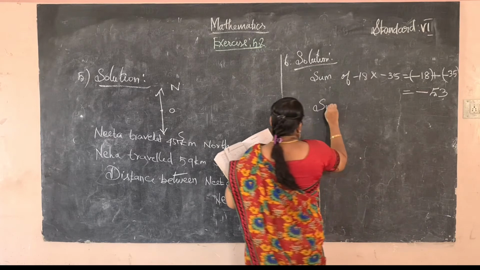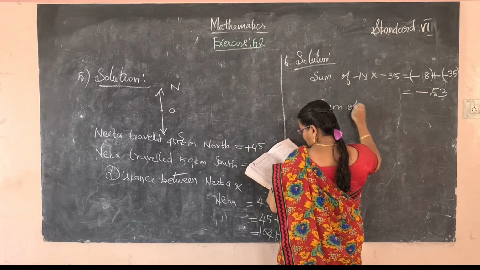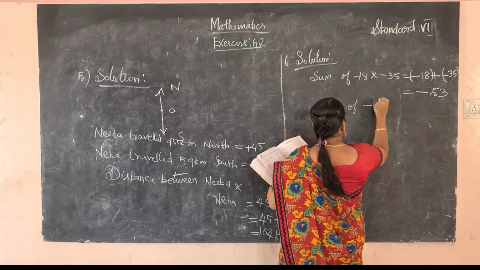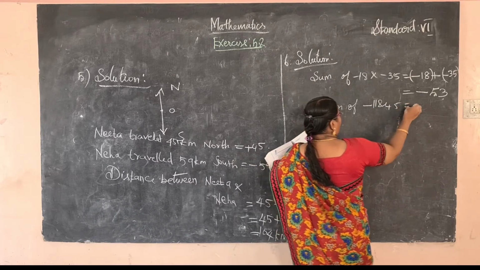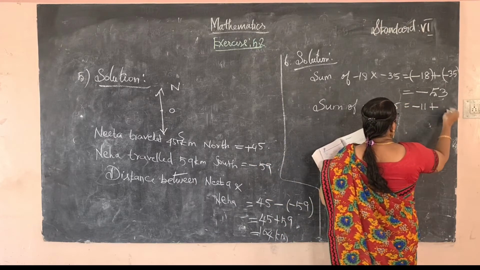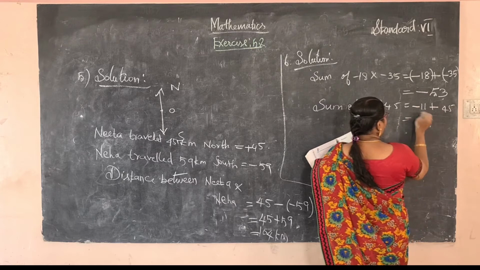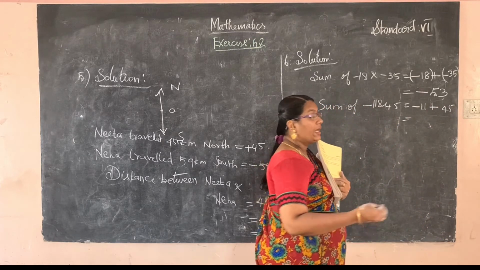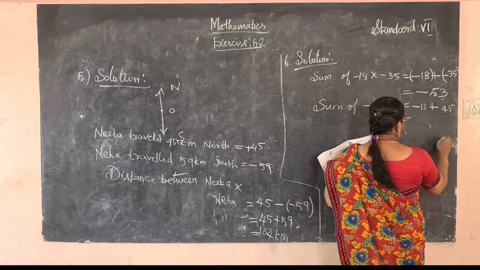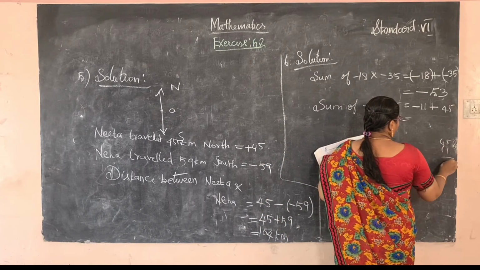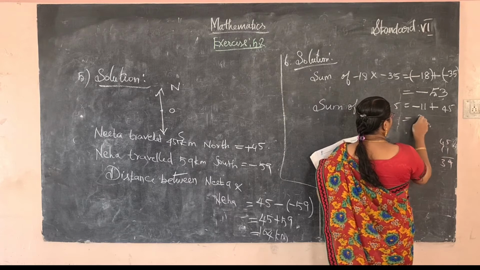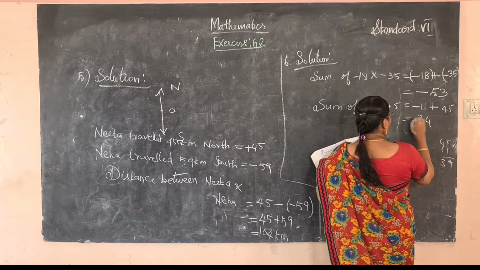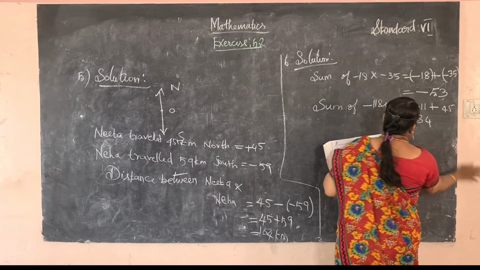And next one is sum of minus 11 and 45. So minus 11 plus 45. So two different signs will come. Okay, so what we do, subtract and put the greater number sign. First subtract, so 45 minus 11 is 34. The greater number sign is positive, so plus 34.